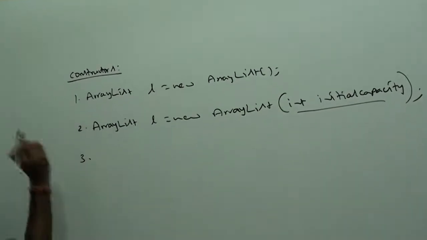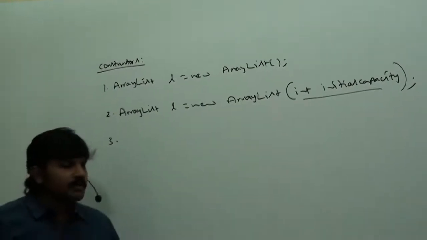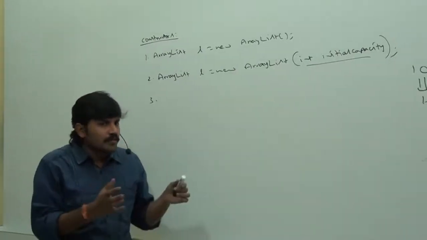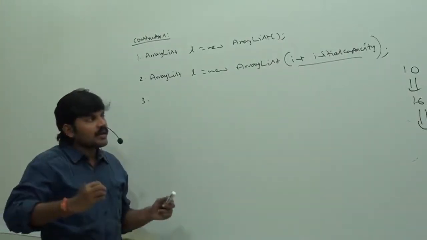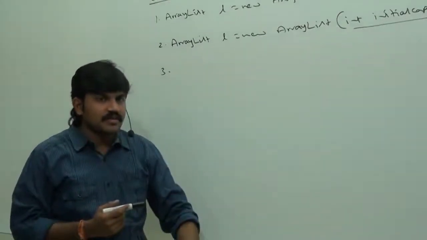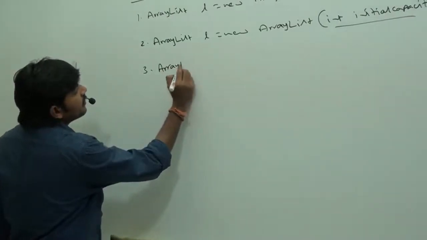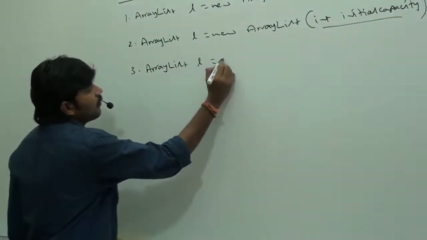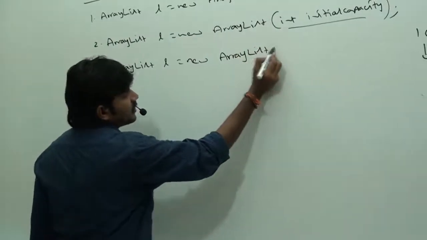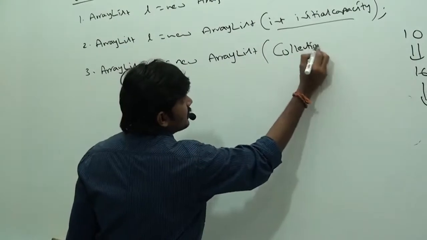Now the third one, this constructor is a bit important. I have one linked list, and I want to create an equivalent ArrayList, or I have a tree set and I want to create an equivalent ArrayList. Then which constructor? ArrayList L is equal to new ArrayList of collection C.